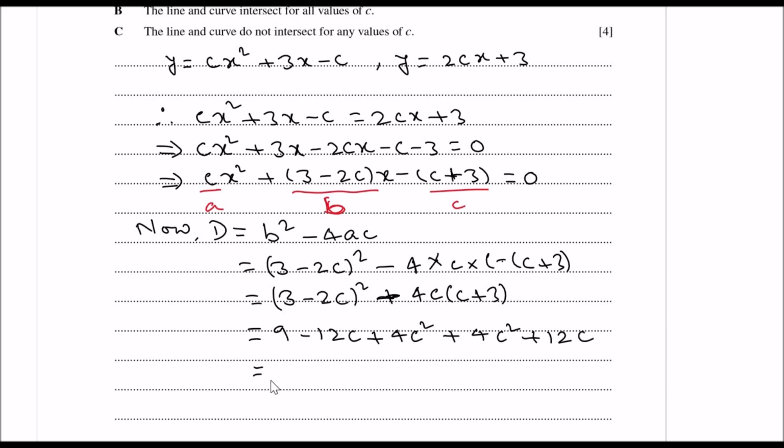Okay, now what will you get? Minus 12c plus 12c cancelled out. 4c square plus 4c square, we are getting 8c square. 9 is positive, so plus 9. Okay, so we got 8c square plus 9.